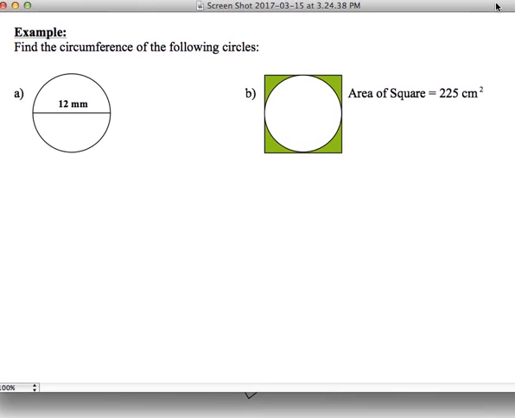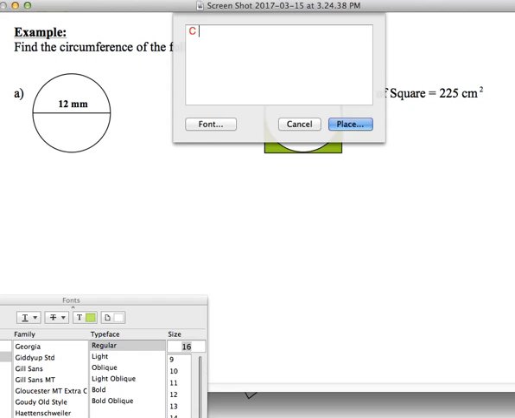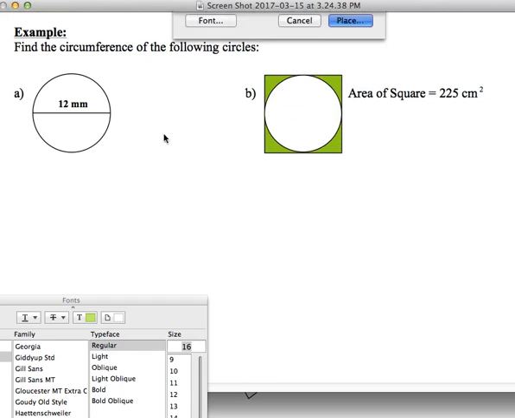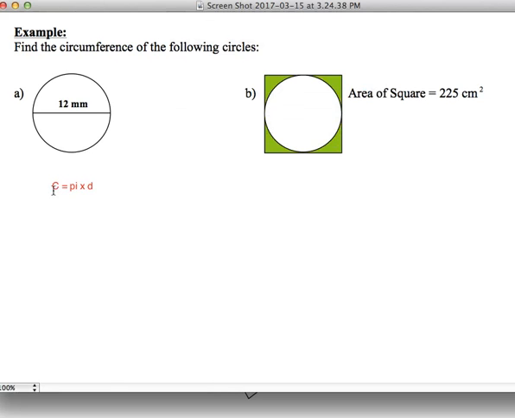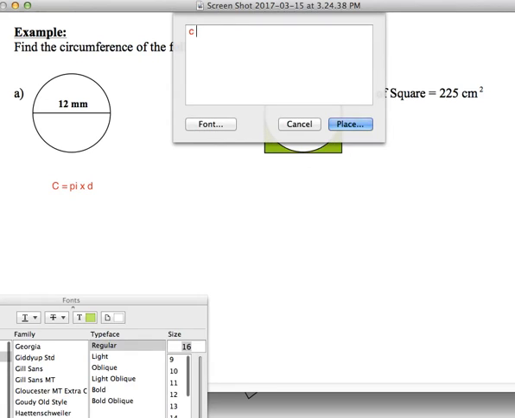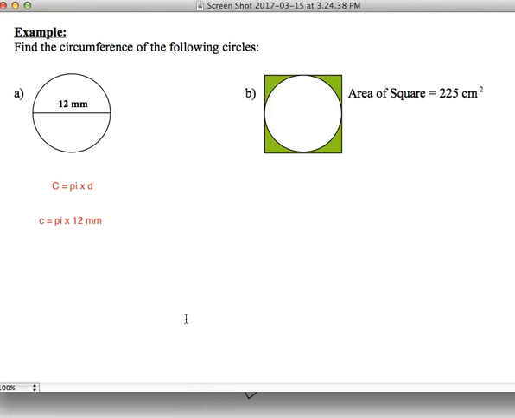But I want to find the circumference of these circles. All right, I know that circumference equals pi times diameter. Here I've got a diameter, 12 millimeters. So if I say to myself, circumference equals pi times diameter, and all I have to do, if I'm looking for circumference, is plug in this diameter. Circumference equals pi times 12 millimeters. Right? And then I'll get the circumference here.